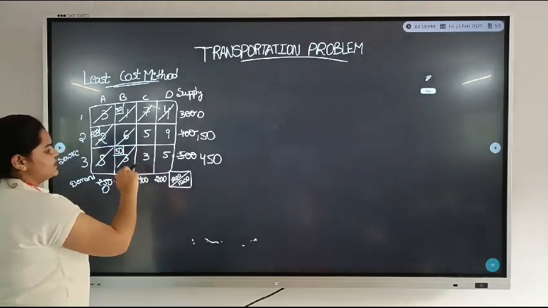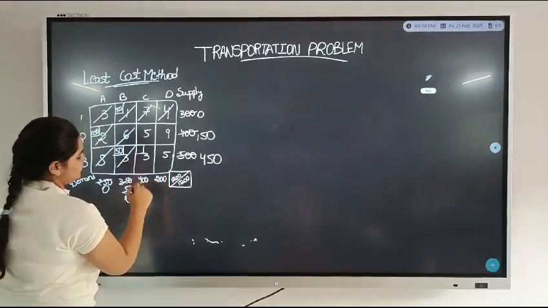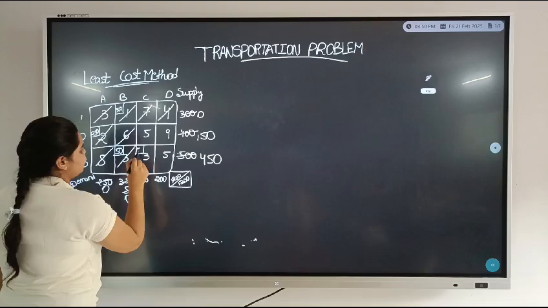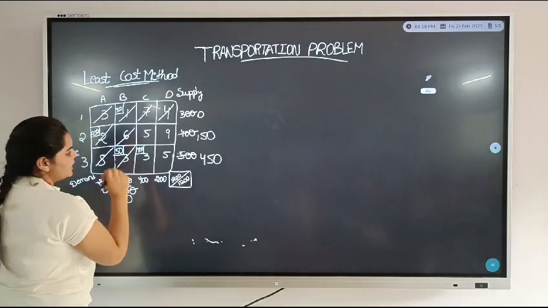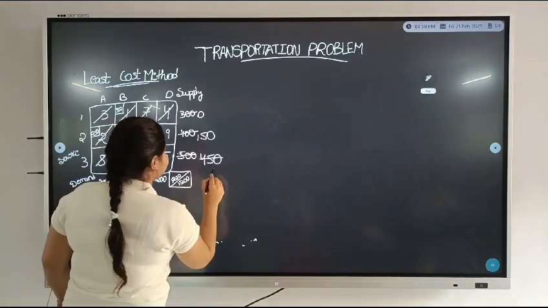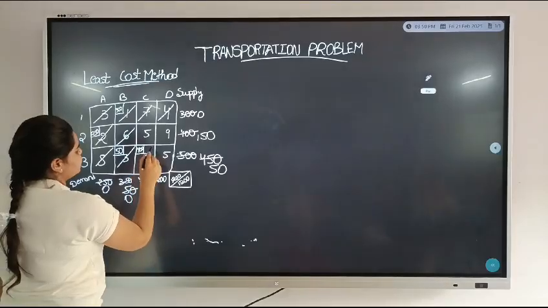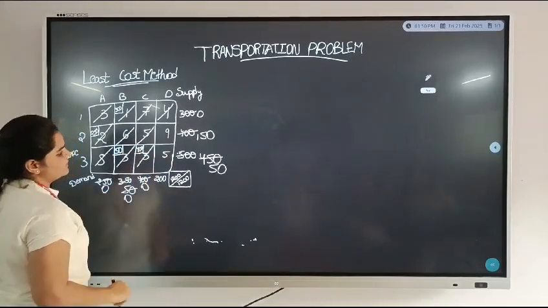After, I have least value 3. In 3, I will take these two, the least value is 400. So I will take 400. Subtracting 400, this will be 0, and this will be 50. So this one is 0, right? This column will be cancelled.